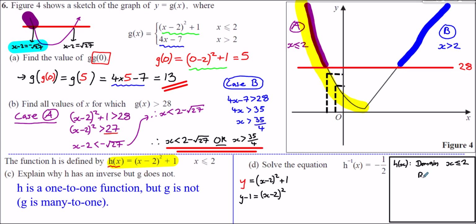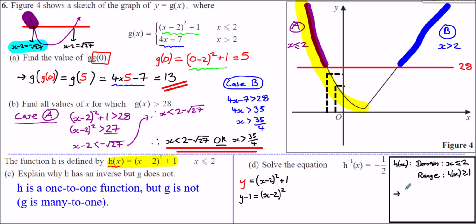And the range for h of x is, of course, well, we can see here that h of x needs to be at least 1. It's got a minimum point when x is 2, and when x is 2, h of x is 1. So the range is that h of x is bigger than or equal to 1.